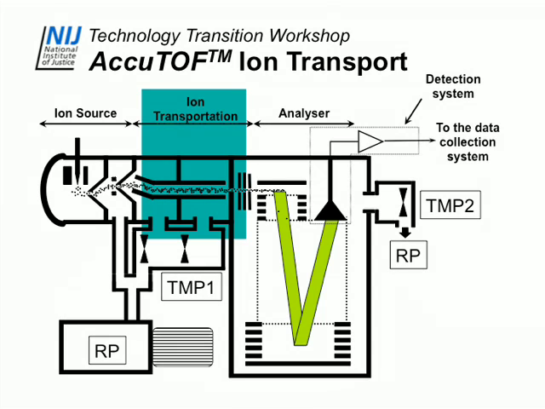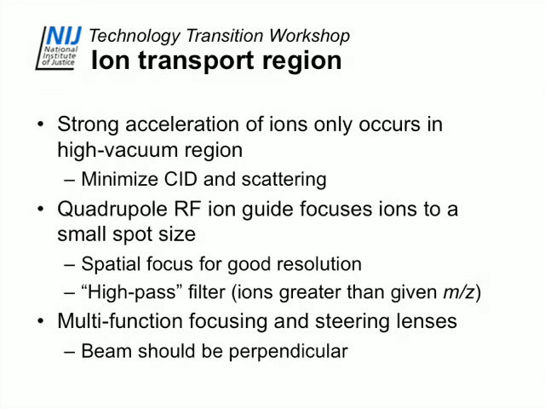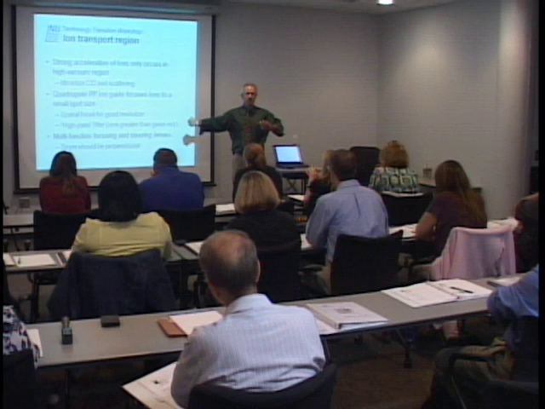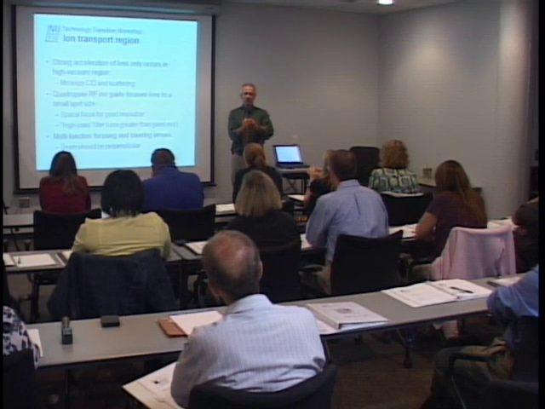Okay, here's our ion transport region. You've got to get the ions from that region into the high vacuum part. And that's a quadrupole ion guide. There are some advantages to this. We don't really accelerate the ions very much until they're in high vacuum. If you really give them a high voltage and make them scream through this region, they're going to bump into other gas molecules and break apart. They'll also get scattered and you'll lose ions.